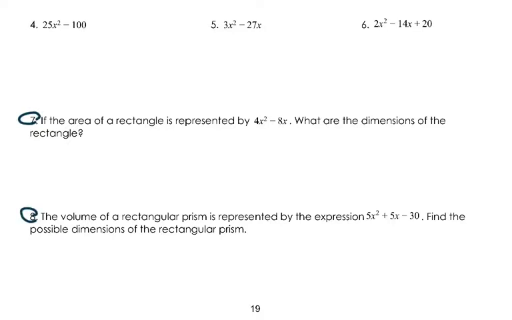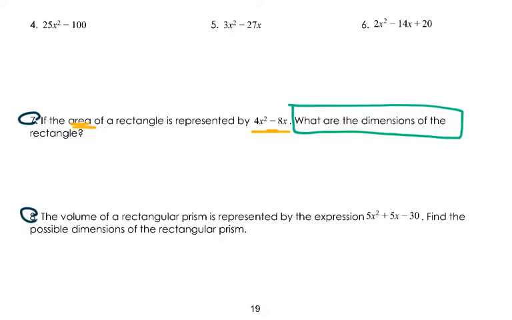I'm going to read this twice. The first time, I'm not going to do any annotations. It says the area of the rectangle is represented by 4x squared minus 8x. What are the dimensions of the rectangle? I'm going to read it again and underline some important facts. This is my question that they're asking me.